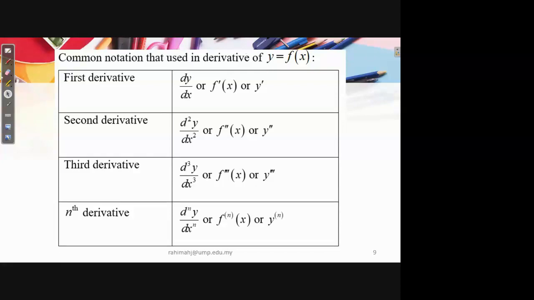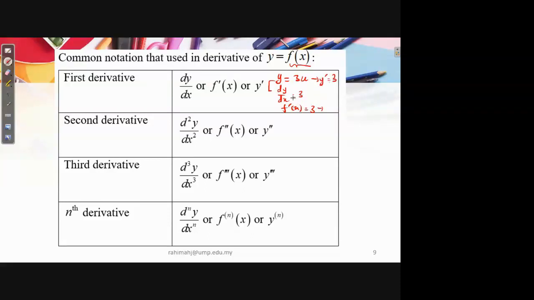So let's see. We have a function y equal to 3x, a function of x. Differentiating this equation, we have dy/dx. Sometimes we present our differential equation as dy/dx equal to 3. Or we have f prime x equal to 3, where we differentiate f(x), so we have f prime x equal to 3. Or we can write y prime equal to 3.